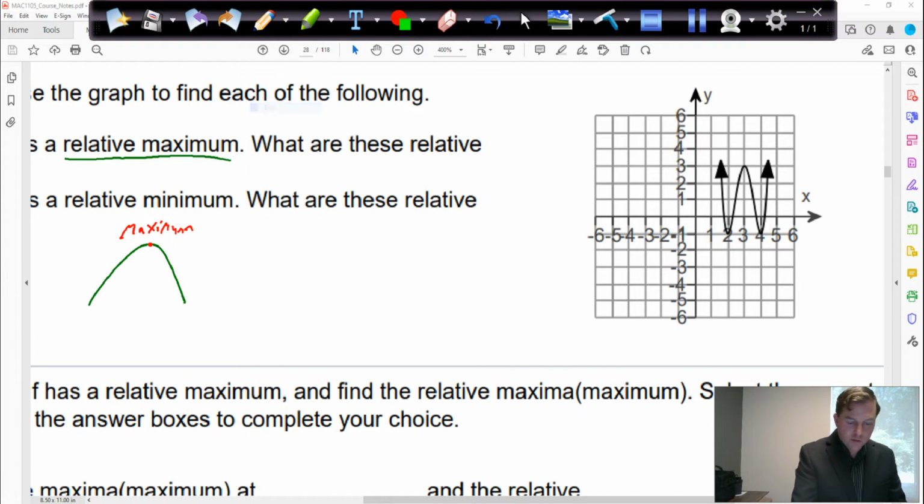It will also study something called a relative minimum. It's the same idea. It's when the graph changes from decreasing to increasing and it creates a valley. And the bottom of that valley would be the minimum.